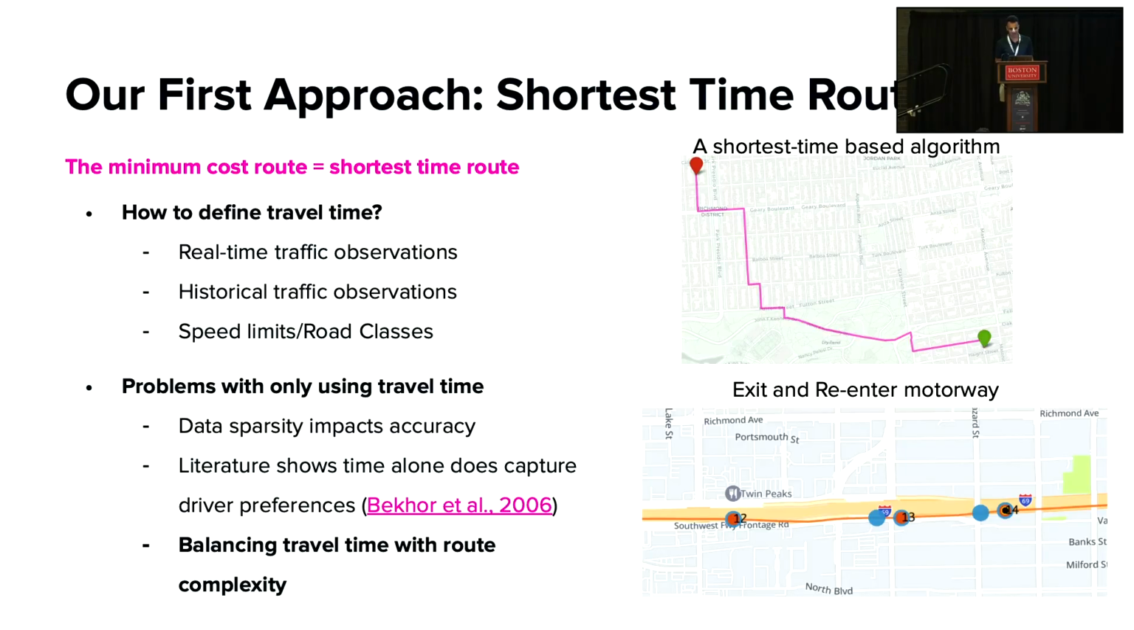On the right, you'll see 2 examples. In the top right, there's a route with lots of different turns, and most drivers would prefer something simpler. And then on the bottom, you'll see a route where we suggest the driver get off the freeway and then back on to avoid a traffic jam. While that might be faster, most drivers aren't going to comply with that.